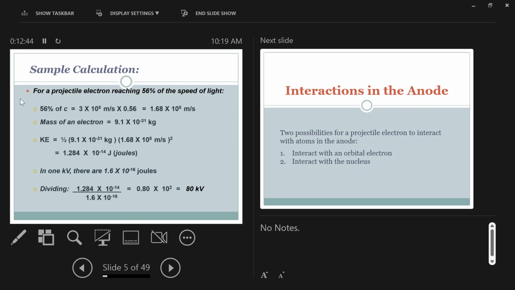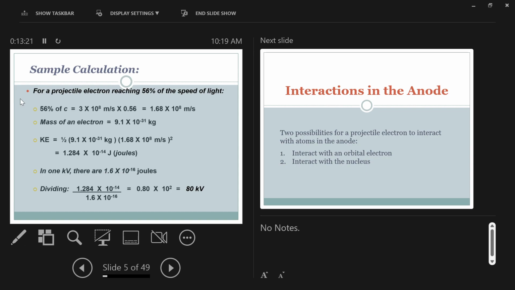So if you want to multiply a number in scientific notation, you don't mess with the exponent. What you do is you take this number and multiply it by the number on the left side. So 3 times 0.56. Then you should get 1.68 when you do that. Okay, so that's how fast we're traveling.